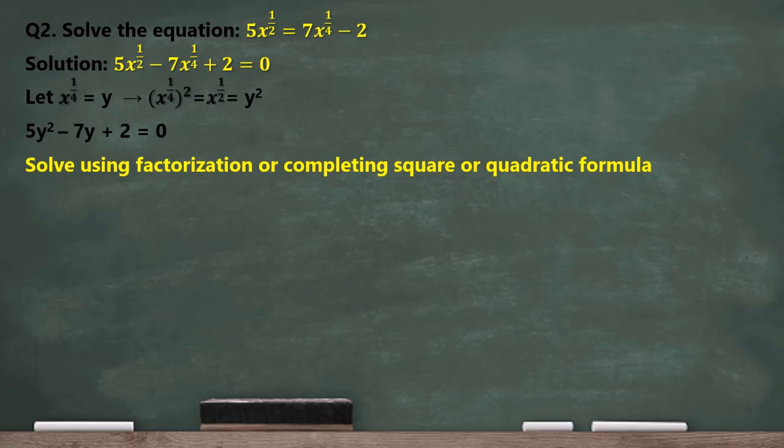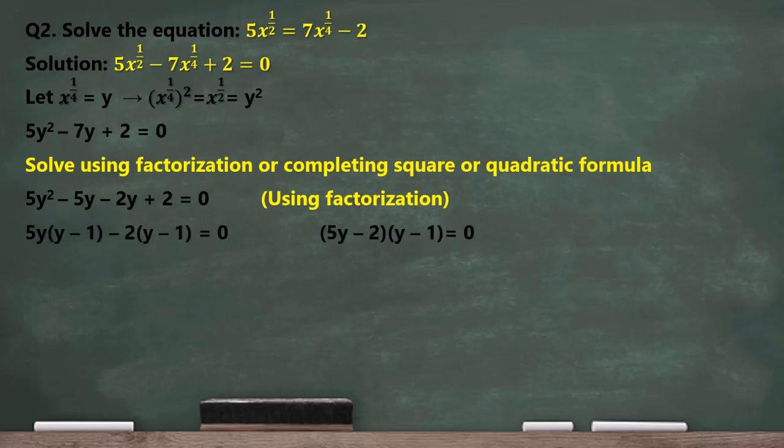Now you can solve using factorization or completing square or quadratic formula. I use factorization again. So 5y square minus 5y minus 2y plus 2. So 5 multiplied by 2, that is 10. And if we add these numbers, because we need negative sign, so minus 5 minus 2, that is minus 7, and which is our middle term coefficient minus 7.